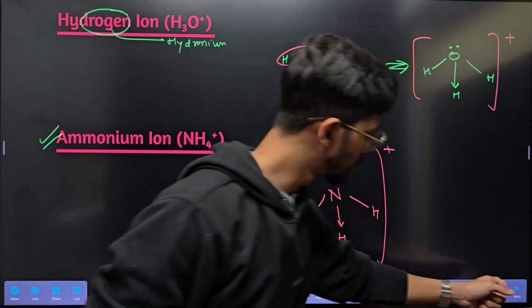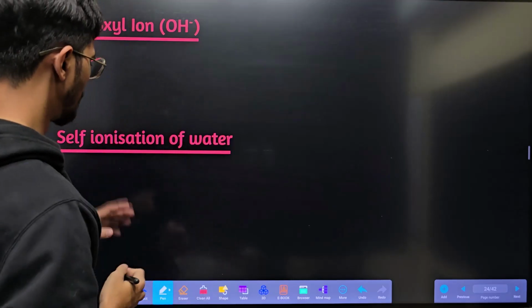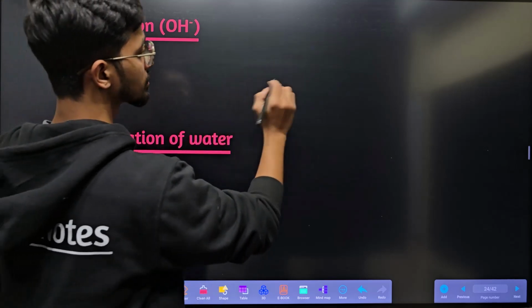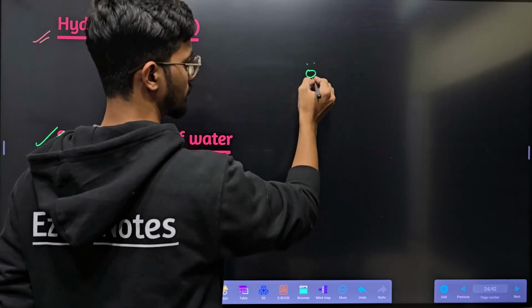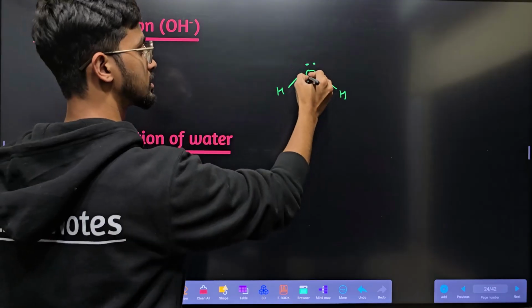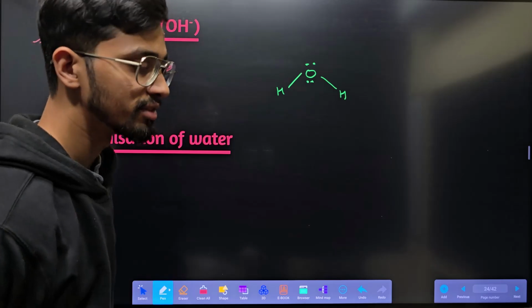Okay. Next, hydroxyl ion. What is hydroxyl ion? We can understand this by self-ionization of water. What happens here? There is a water, right? In this way, with 2 lone pairs and 2 bonds. This is water.